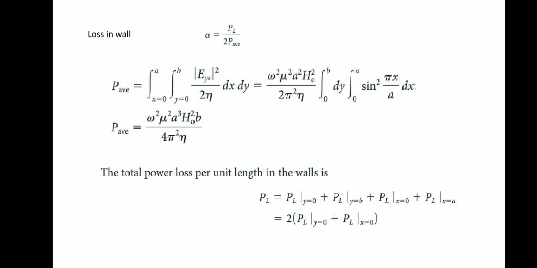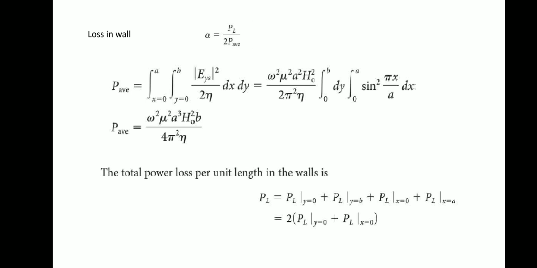If you are finding the modulus only, then you will get half modulus of E square divided by eta. So we can find the total power average. In a complete rectangular waveguide, we can integrate this power average over the entire cross-section. So you will get the integral from x equal to 0 to a, integral from y equal to 0 to b, modulus of EYS square divided by 2 eta dx dy.